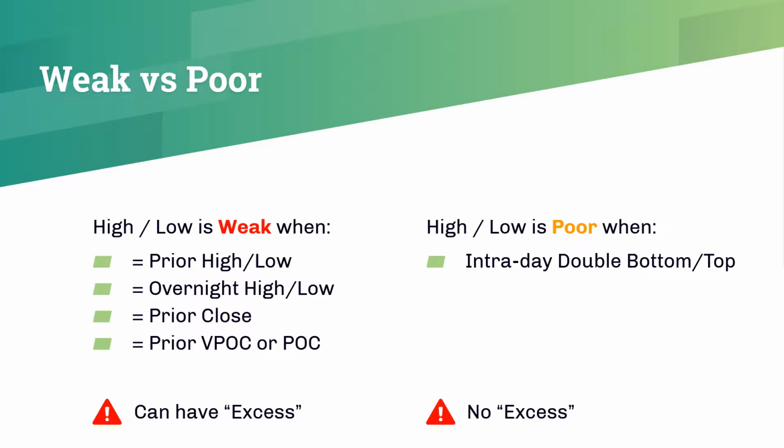So weak is when the high of the day or the low of the day was exactly or within one tick, let's say, of a prior high or low of the day, or the overnight high or low, or the prior close or another close, or a prior volume point of control, or market profile point of control.